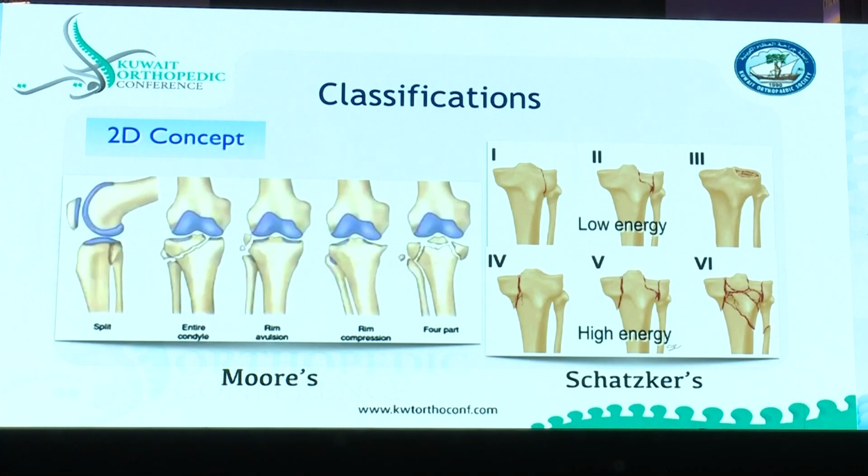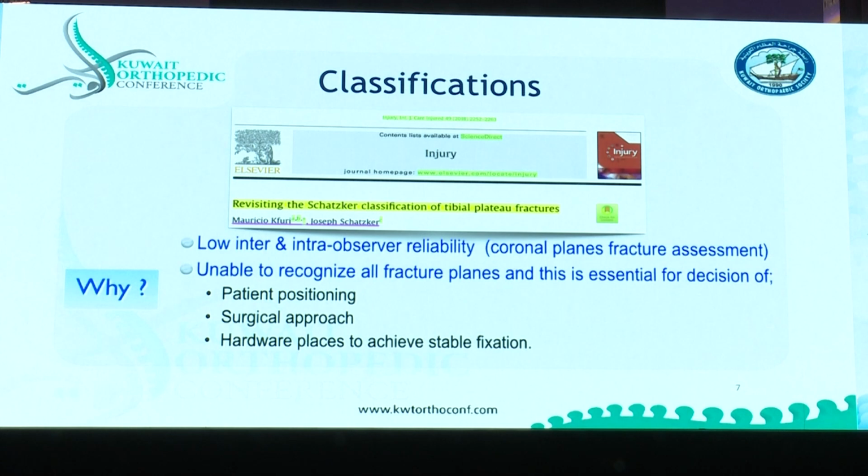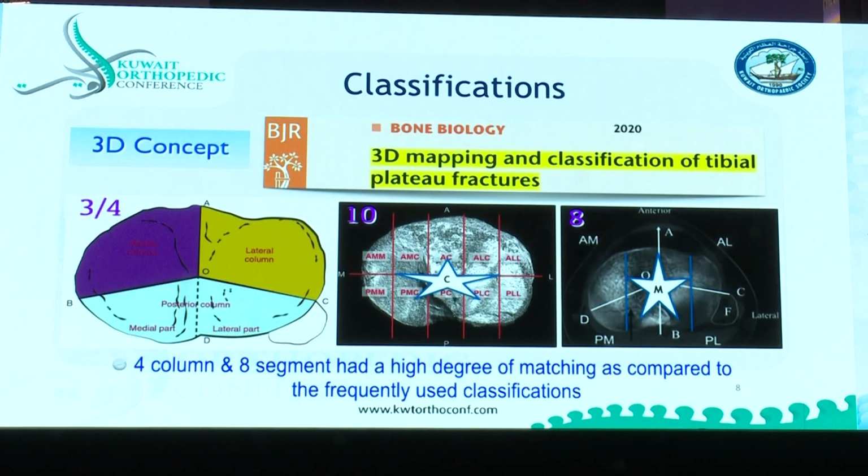This is the Schatzker condylar classification and also Moore's classification. What is wrong with this classification, or what is not good? Lower intra- and inter-observer reliability. It usually depends on coronal plane assessment and is unable to recognize all fracture planes, and this is essential for the decision on patient positioning, approach selection, and hardware selection also. For this, we will go to the 3D concept.